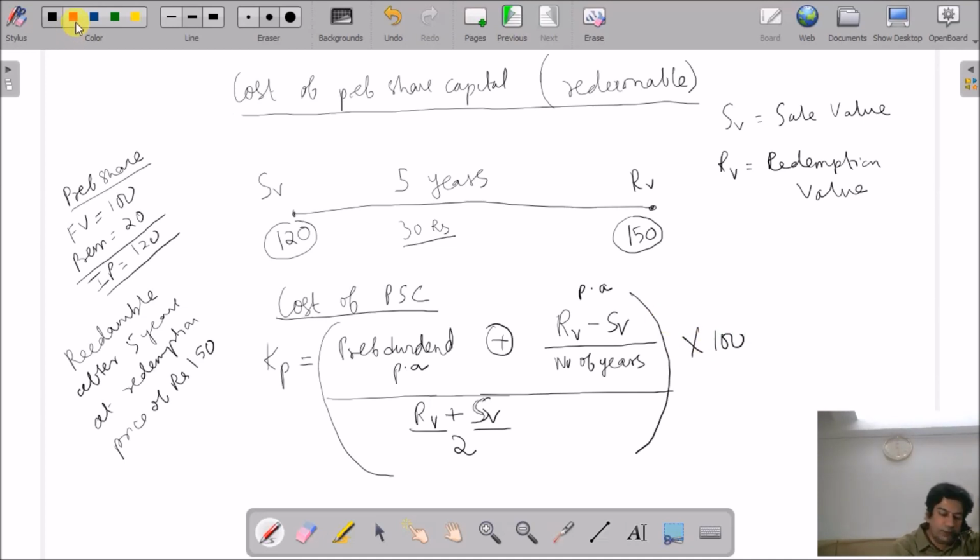So one thing I am recollecting, that the company has to pay preference dividend, so this is a cost for the company. The company is paying 30 rupees extra, but this extra the company is paying over the period of 5 years. So 30 if I divide by 5, I'll get the cost which is again per annum. And in the denominator we have taken the average capital, that is opening and the closing part. So this is the cost of redeemable preference share capital.